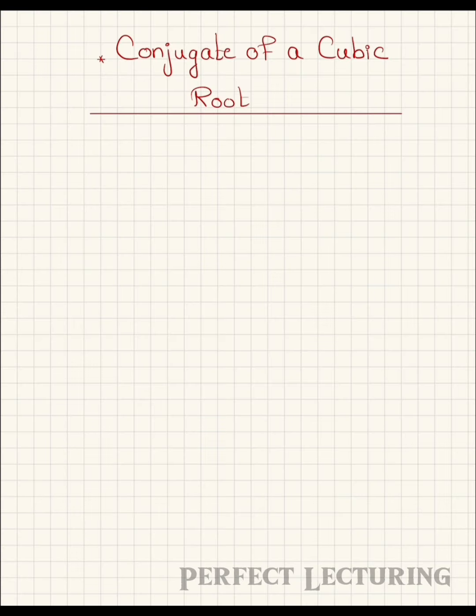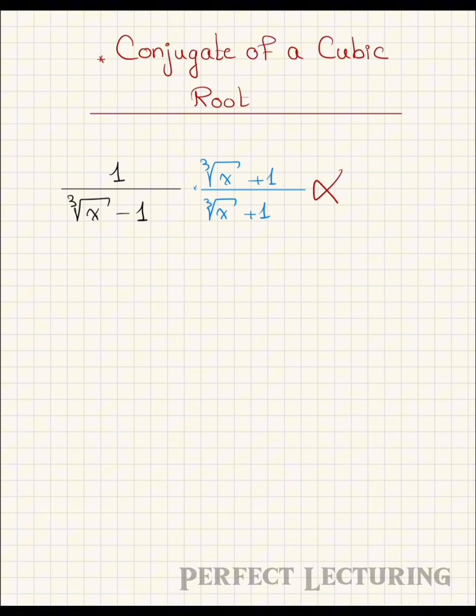One more common mistake in radicals is when we multiply by the conjugate of a cubic root. Let me show you an example. Let us say we are asked to rationalize the denominator of this fraction. Many students think that the conjugate here is the cubic root of x plus 1. This is not right. Because again, when do we say that two factors are conjugates? We say that they are conjugates if their product ends up with no radical. And this is not the case here. This is the case if we have a square root.